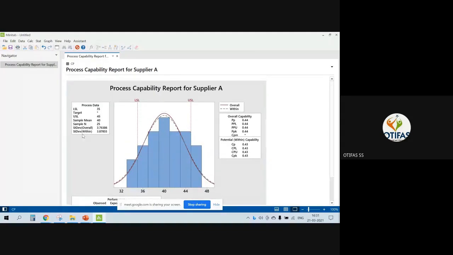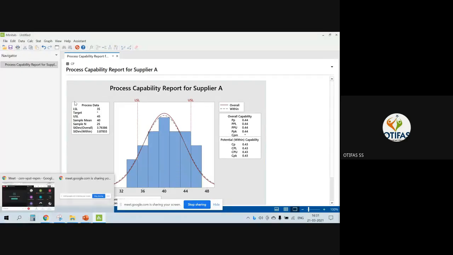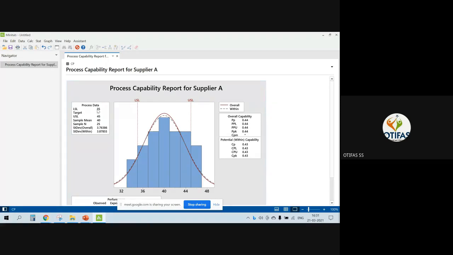see this. Now, what does it say? See, this is the LSL. What is your target? We are not given the target. USL. Now, there are 25 data points and your mean is 40. Now there are two standard deviations, overall and within. Within is the one we are going to take. It is 3.87. Now if you divide 10 by 6 times 3.87, you get 0.44, the same 0.44 that we have got.